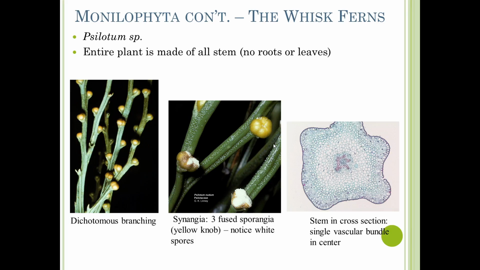There are no leaves on this plant and there are no roots. So the above ground is all stem. The below ground is all stem. Very obvious dichotomous branching that you can see there, okay?